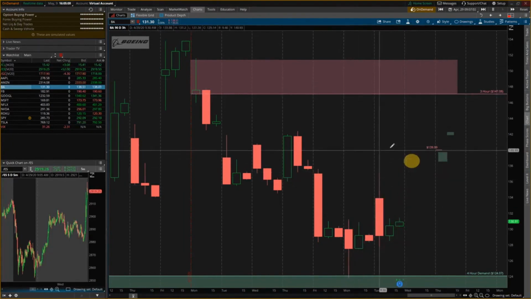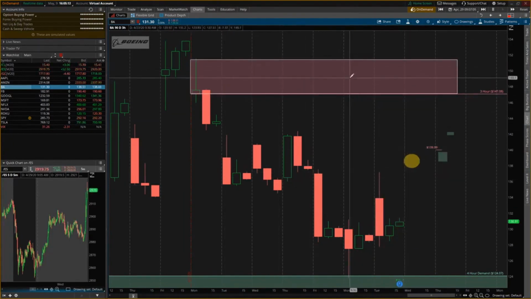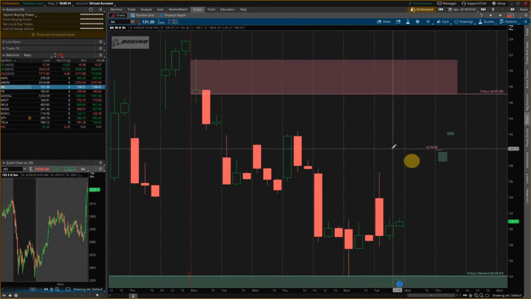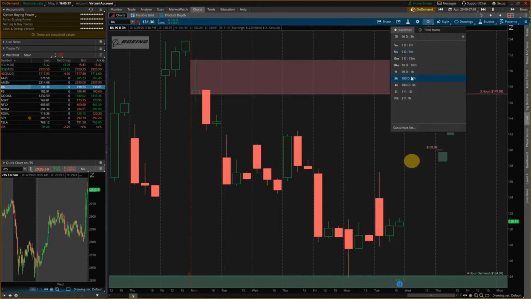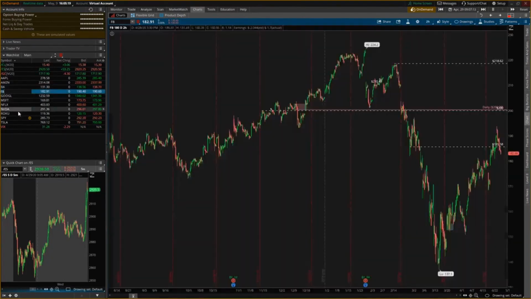So I'm just going to remove that, and I'm going to mark this 3 hour out, even though it's marked already, just to keep an eye on. We're not too far away from it. Just keep going down the list, keep browsing through your stocks.